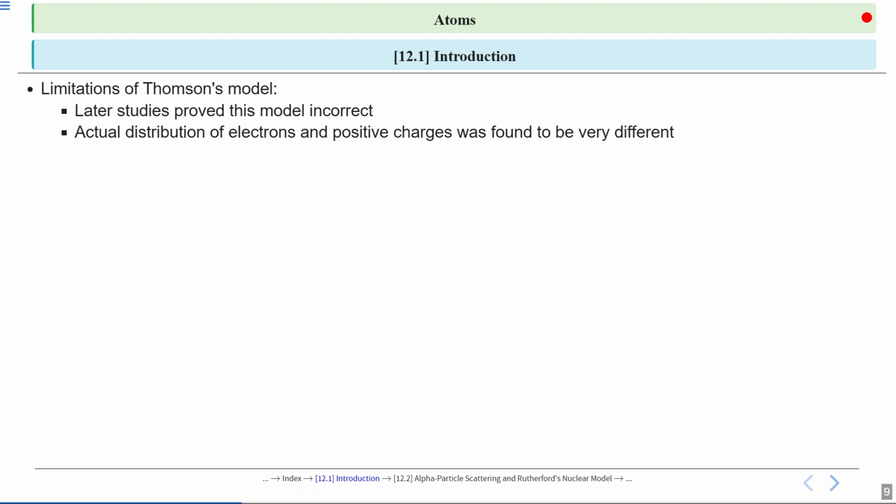So the real distribution of electrons and positive charges was very different from what Thomson proposed. Instead of being mixed together, electrons are found in specific regions around a small, dense, positively charged nucleus.